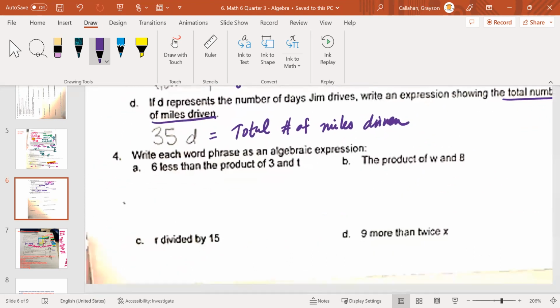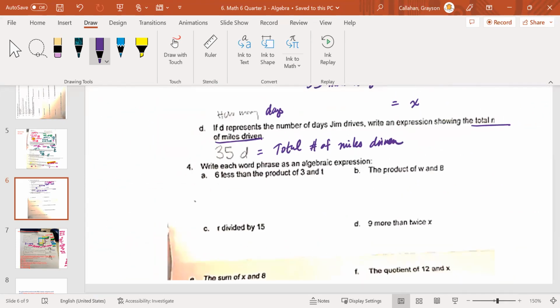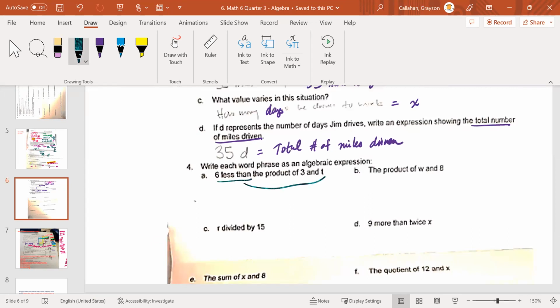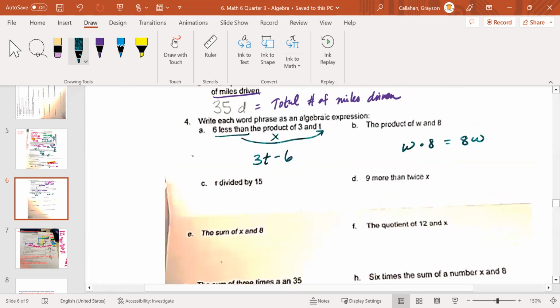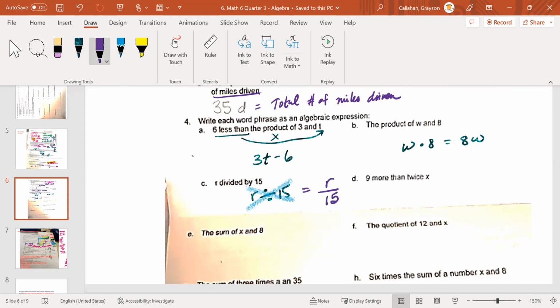Write each word phrase as an algebraic expression. Okay, so this is 6 less than, which implies it goes at the end. Product is times, so 3t minus 6, right? The product of w and 8, you should write w times 8, which is 8w. Okay, the quotient of r and 15, r divided by 15. So we're not gonna do this because she doesn't like that. Do you understand? Okay, and instead, make sure you put r over 15, okay?